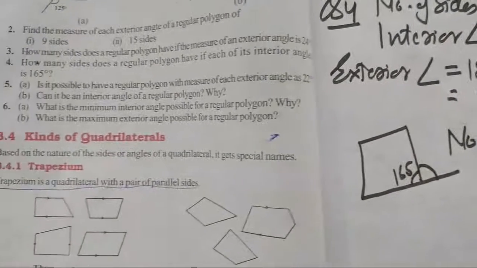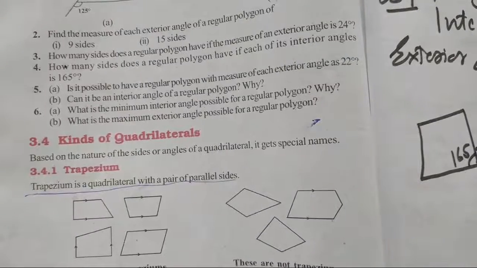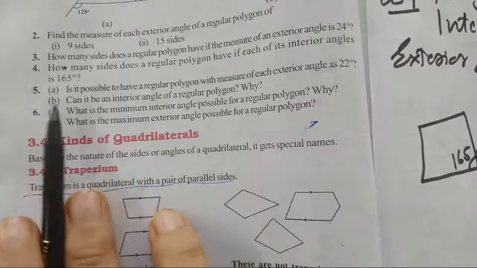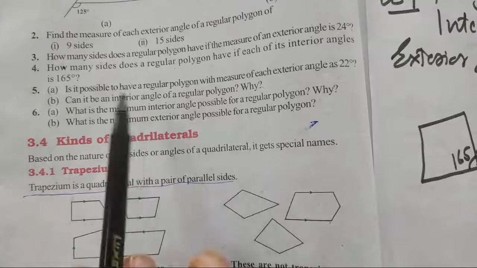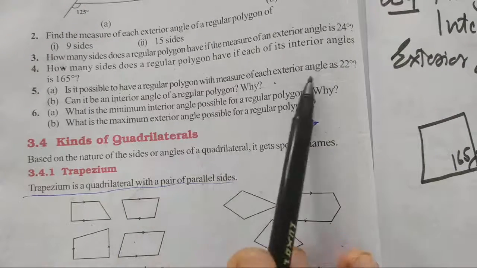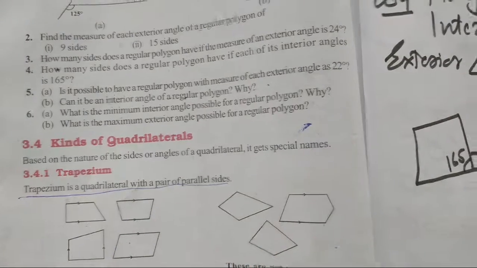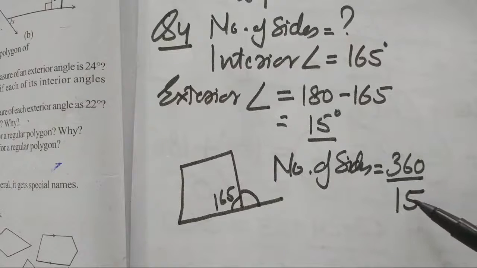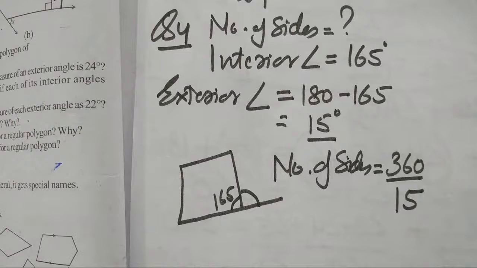So in this exercise, question number 4, you have to find sides. We have done that. Question 5a: is it possible to have a regular polygon whose each exterior angle is 22? If the exterior angle is 22, 22 will not be able to divide 360, it will leave a remainder.